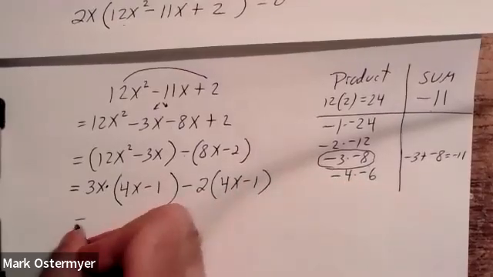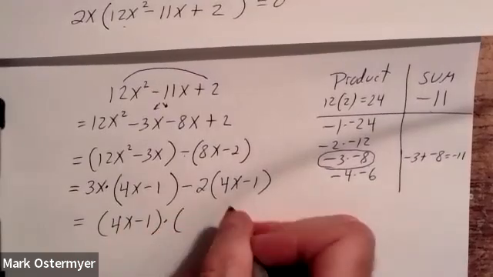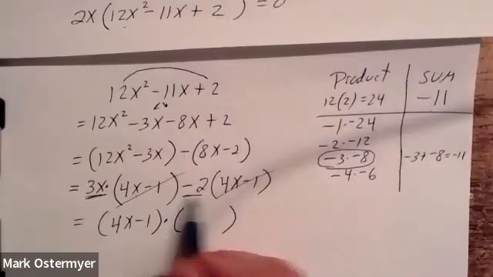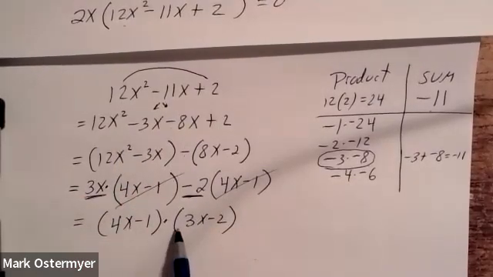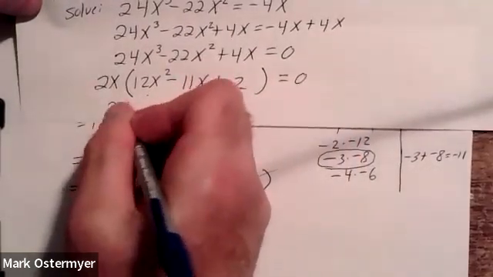Looks good. Now we factor out the common binomial factor, 4x minus 1, times what do I leave left in doing that? 3x minus 2. Ladies and gentlemen, that's the factorization of this difficult trinomial. Let's bring this factorization back to my main problem.